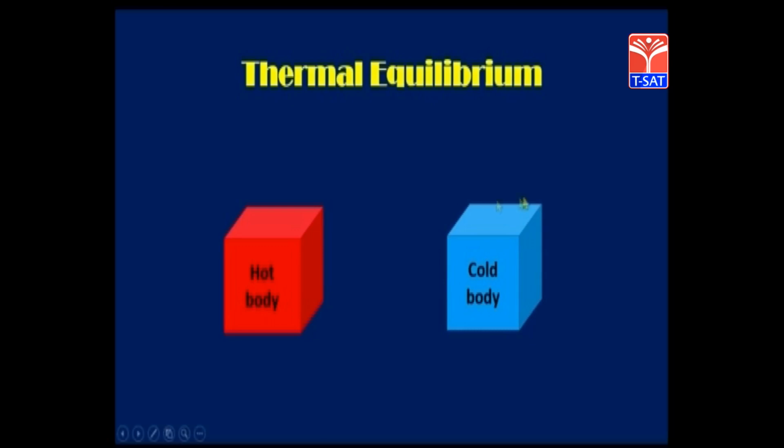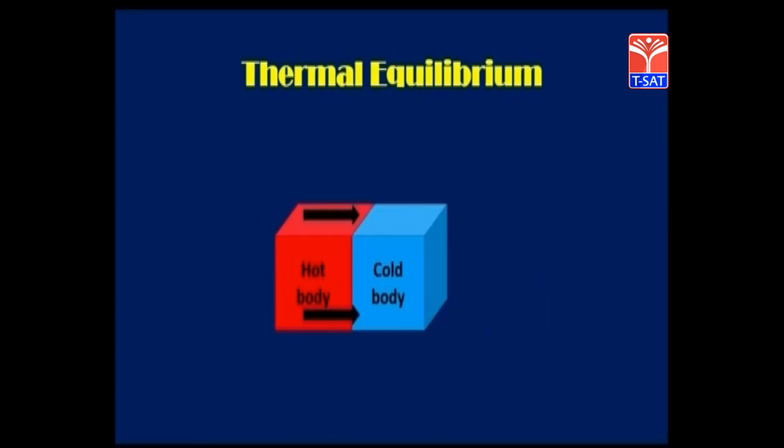So children, to understand thermal equilibrium, we have a hot body denoted symbolically by red color and a cold body denoted by a blue colored object. Okay children, now what are we going to do with these? We are going to bring these two together, the hot body and the cold body. What will happen children when we bring these two together?